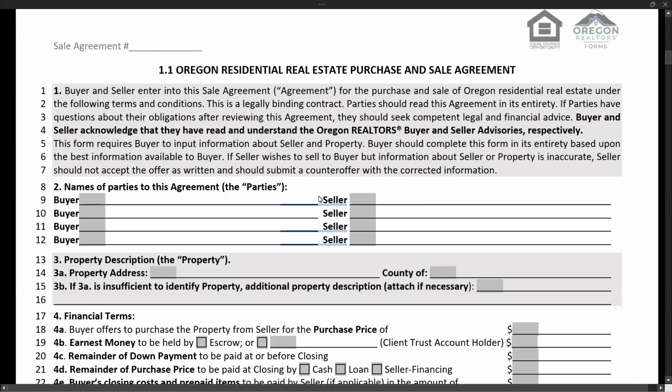Once we get into the actual purchase and sale agreement, this is page 2 of the PDF. It's technically page 1 of the PSA. This is how it begins: it's a three-part document. The first part of the document is the unique and specific terms to the transaction.